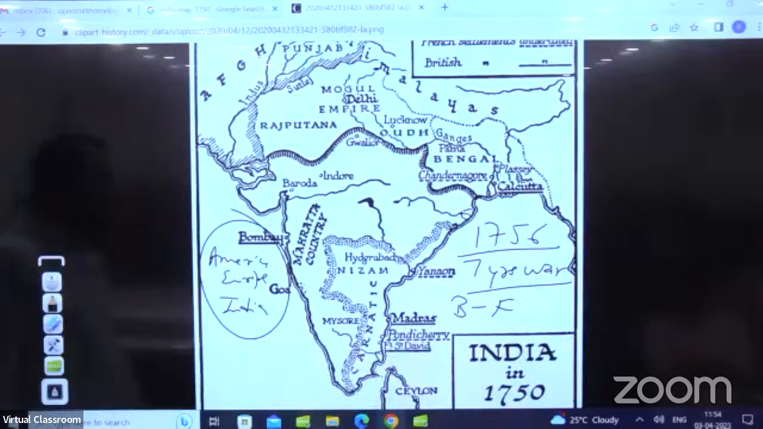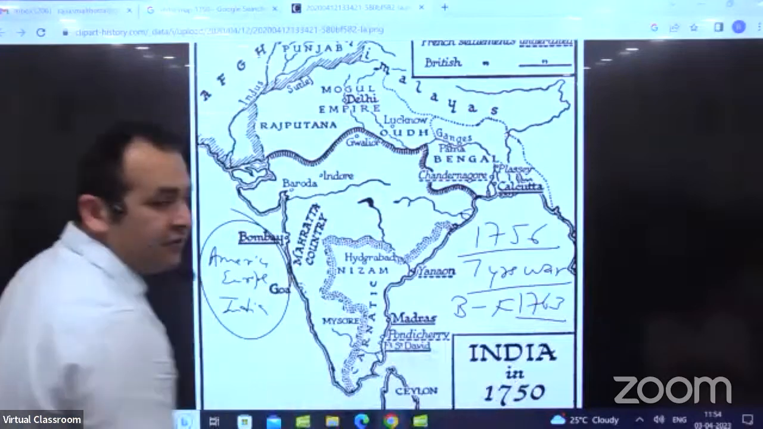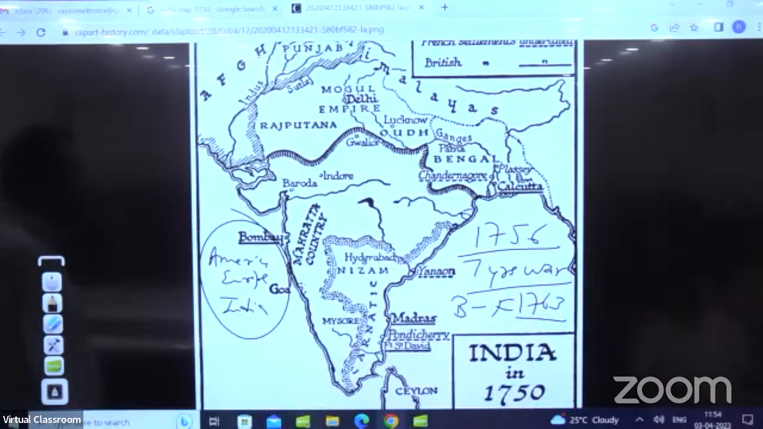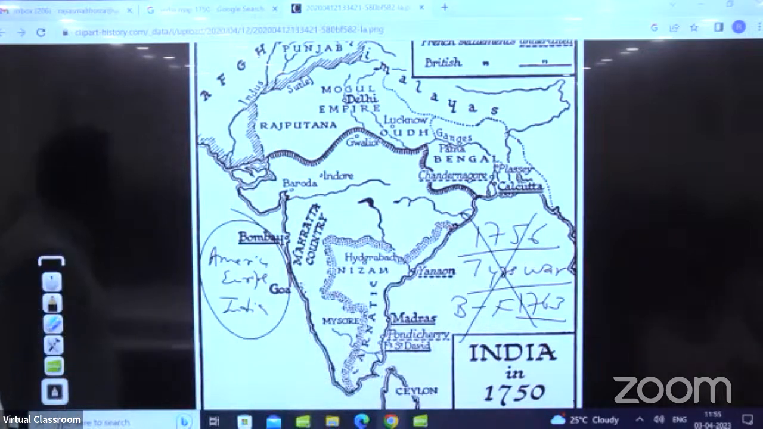When the British won this Seven Years' War, it was 1763 when the war ended. And this time Britain comprehensively defeated France, and the King of Britain ensured that the French will have no more ambitions in India. So their political or commercial interest in India was sacrificed. Now Britain emerged the most powerful player in the game.